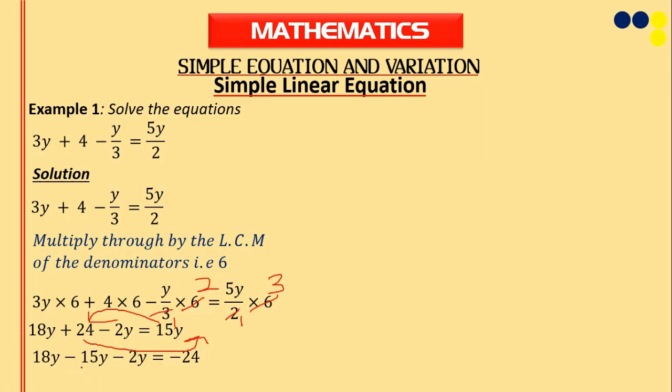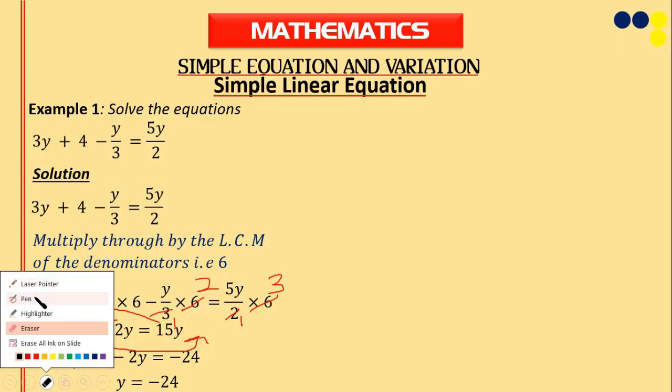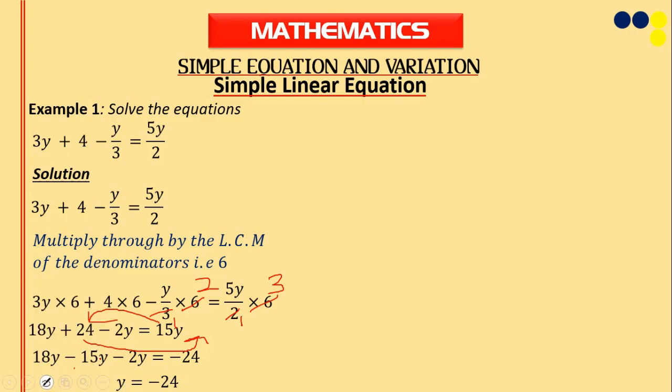So that being said, of course, if you simplify this further, your y equals minus 24. That's 18y minus 15y, that's 3y, minus 2y. That will automatically give you y equals minus 24. Okay, so we move on.